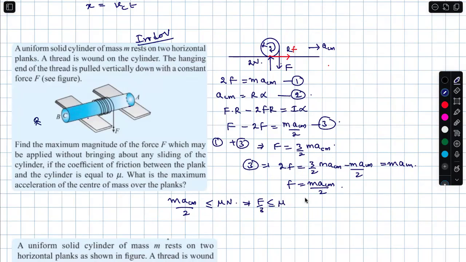What is mu into N? Mu into 2N actually. No, at one point it is N only, because I took only one F. Mu N. What is N here? 2N is F plus mg. N is F by 2 plus mg by 2.